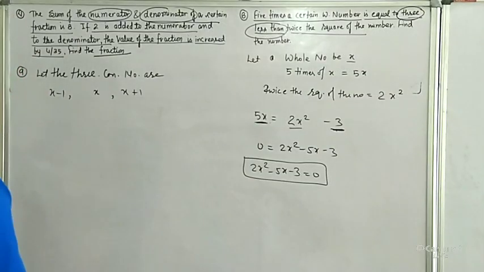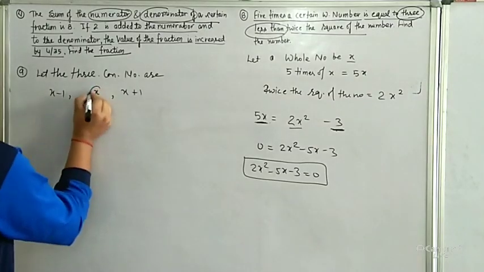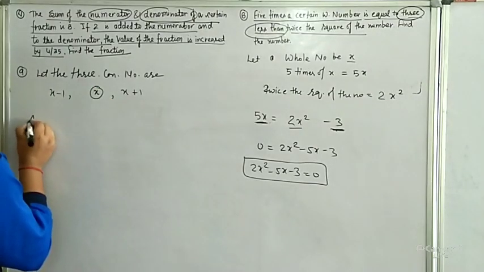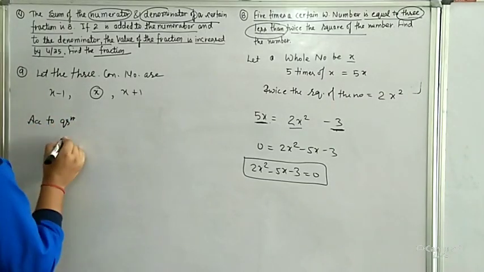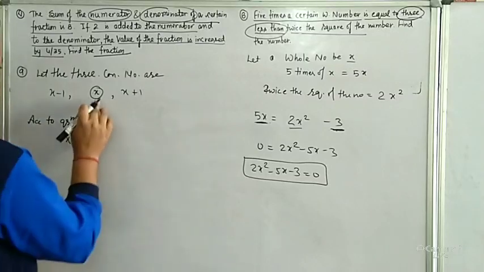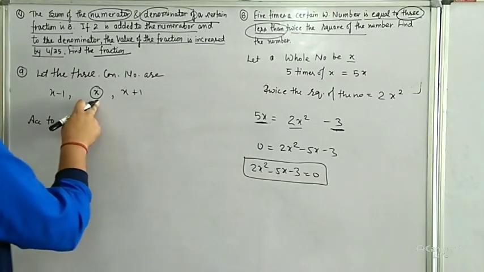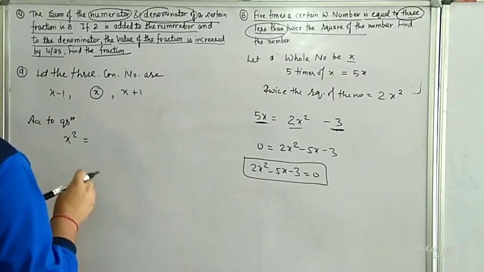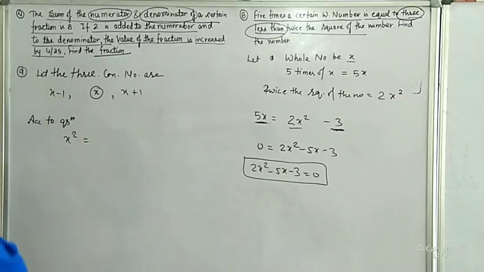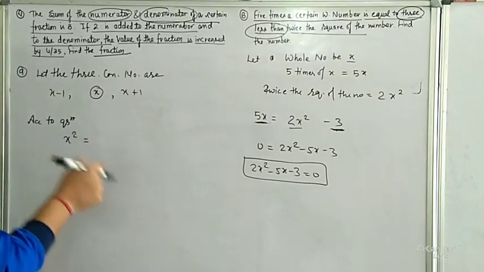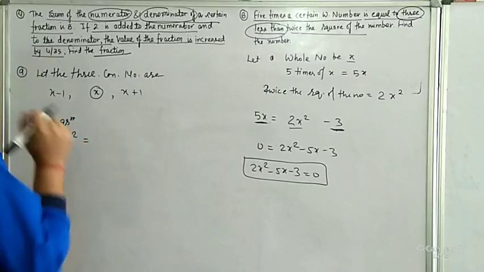And what is our question? The square of the middle number. According to the question, the square of the middle number means x square. Exceed means more, but read the question carefully: exceeds the difference of the squares of the other two.